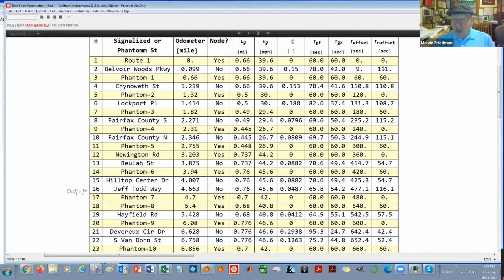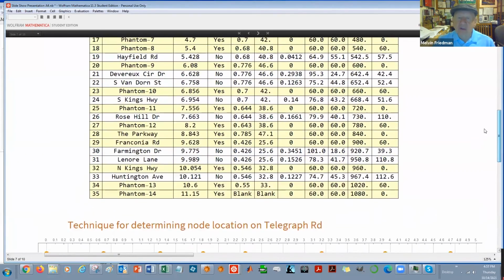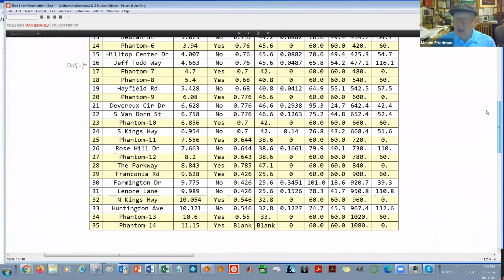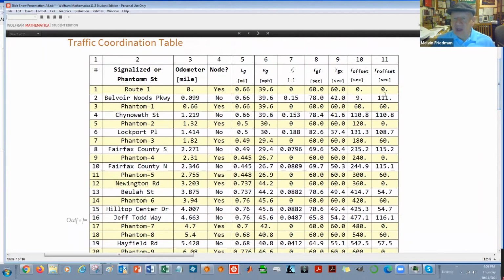And these offset times were calculated. Well, I'll tell you that I'm almost out of time. First, let me explain how you use this table.